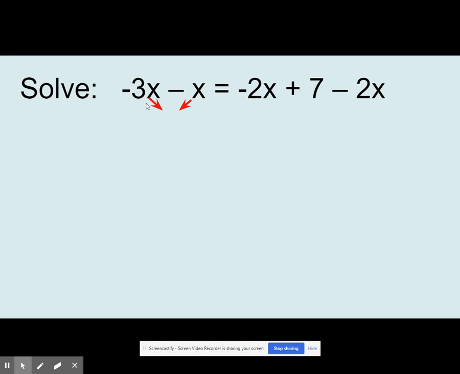So let's take a look. Negative 3x minus x is negative 4x. Negative 2x and a minus 2x is negative 4x. And then we have a plus 7. So now, what's our next step?